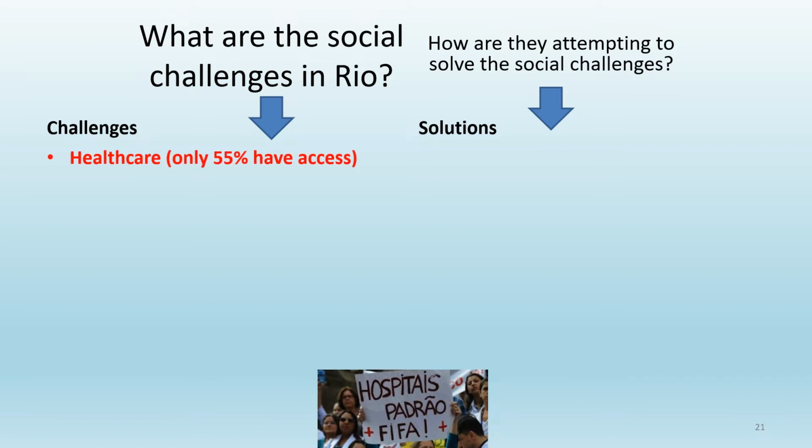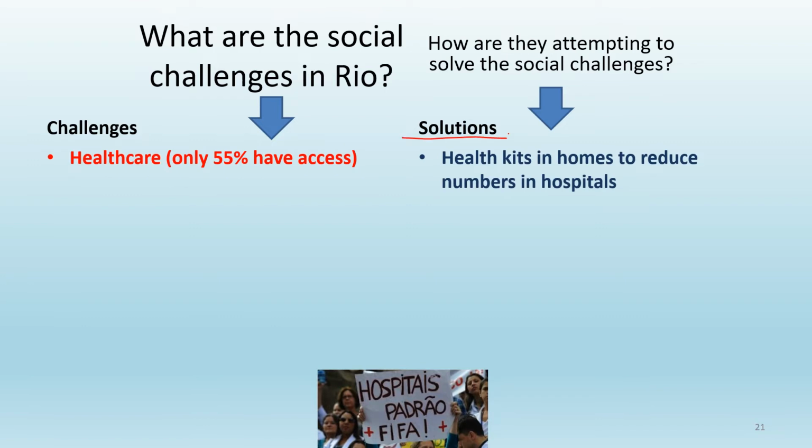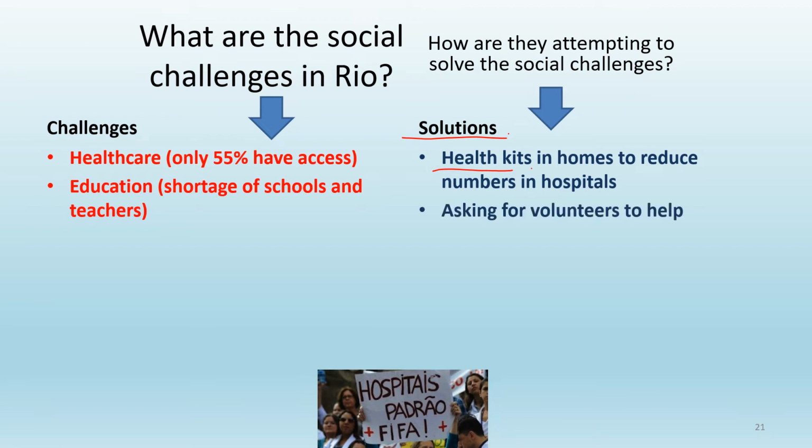So if we summarise the challenges, we know that healthcare is a massive challenge. In fact, only 55% of people have access to it. So the solution they're trying to put in place to reduce it being a challenge is they're putting health kits in people's homes. That will mean that fewer people need to go to hospital, and therefore, if you have a serious injury, you can be taken care of. We know that education's an issue, so what they're actually doing in Rio is they are asking for volunteers to help in schools to increase the number of teachers and increase the opportunities for students to get better qualifications.